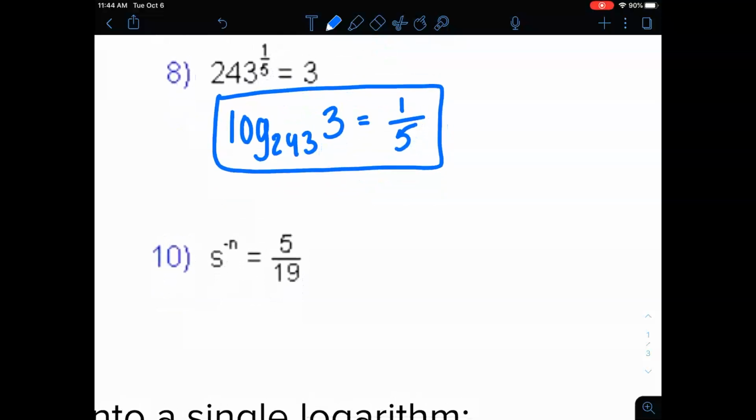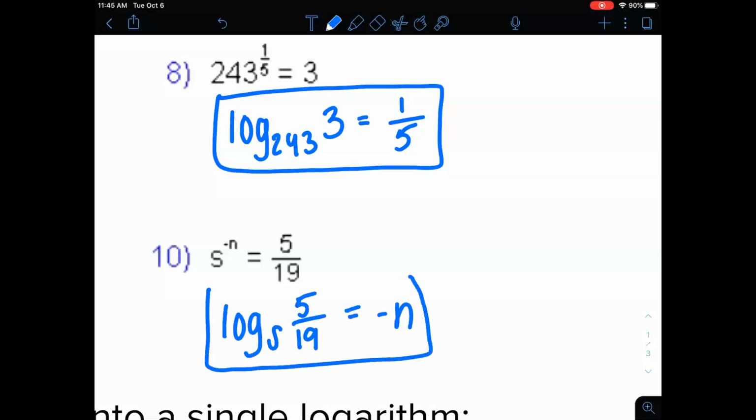Same thing here with number 10. We're not asking to solve. We're just asking to rewrite it in a different form. So this turns into my log base S. My argument is 5/19. My answer now becomes -n.